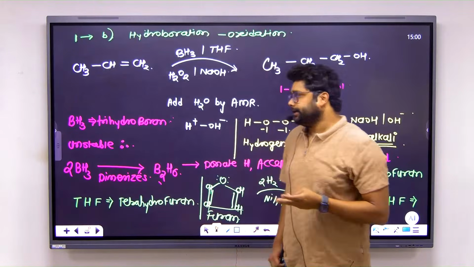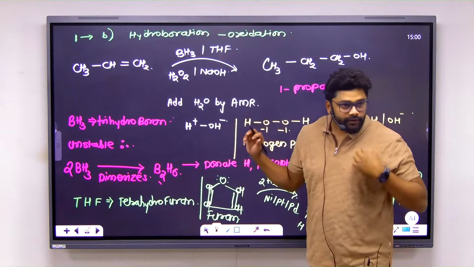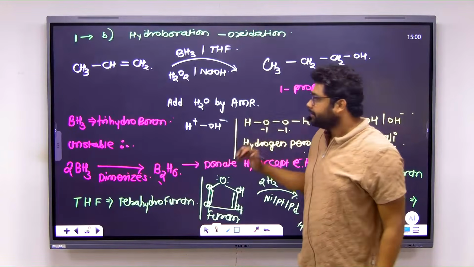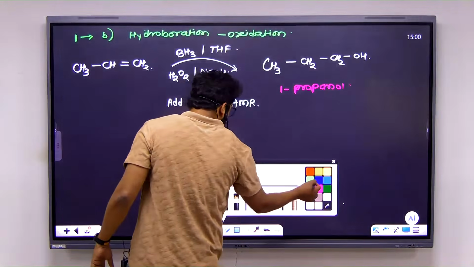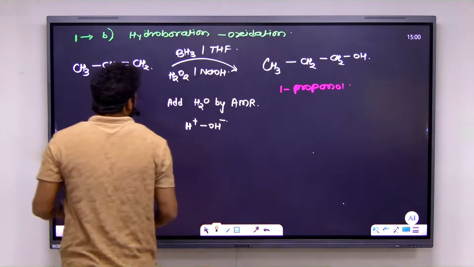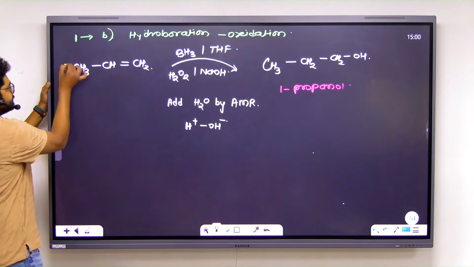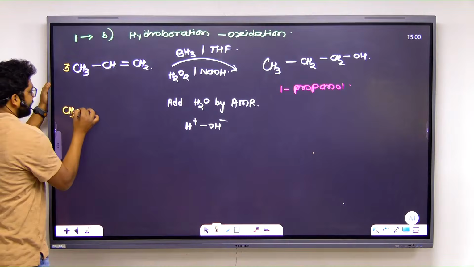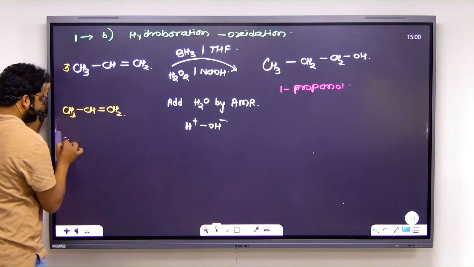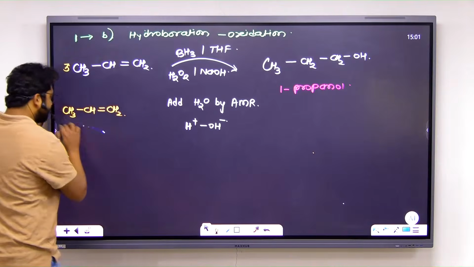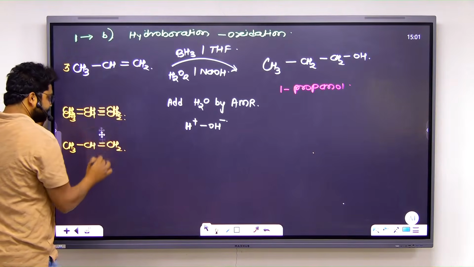Come on, BH3, then THF, then H2O2, then NaOH or OH minus. So by using this, you are now understanding the mechanism of the reaction. What happened in the first case? You use these guys three times. One time, this is your second time, this is your third time.